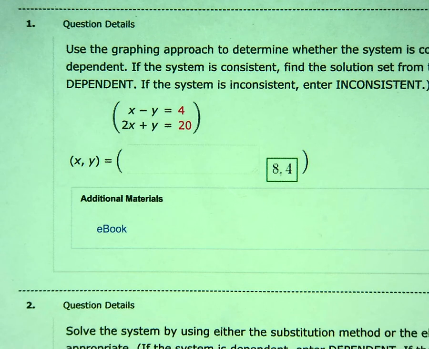You also see that the answer choice is written as a solution set, meaning that it has the parentheses and it has the comma. So x comes first and then you have your y. So for this particular example, we have 8 over 4, or 8 and 4. So let me show you how we did that.